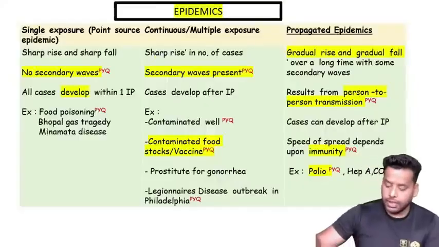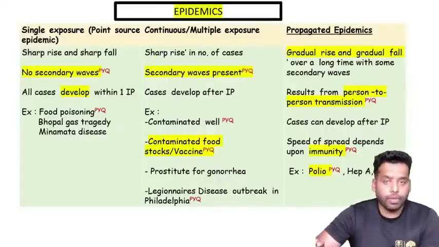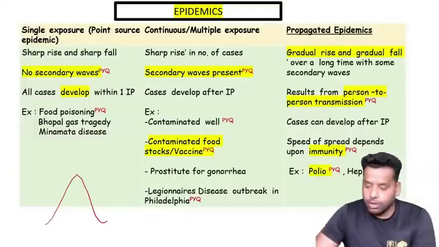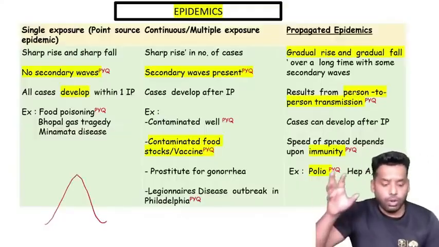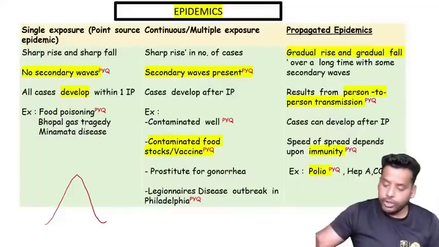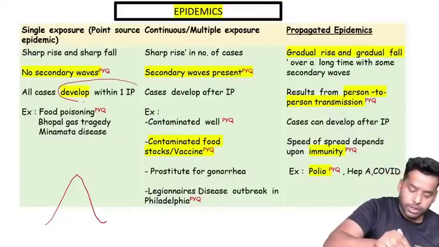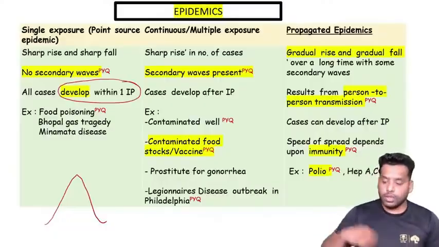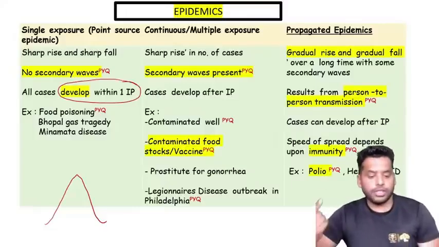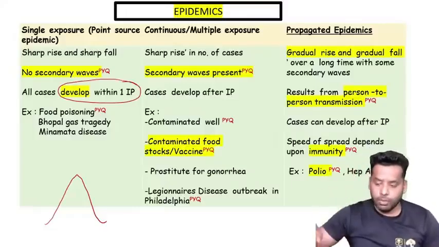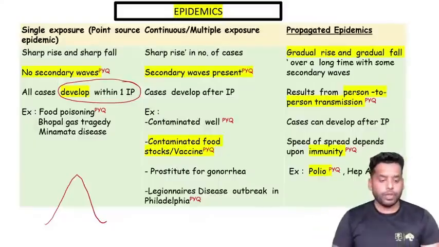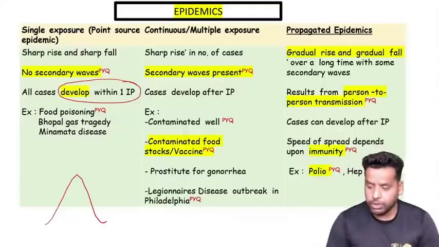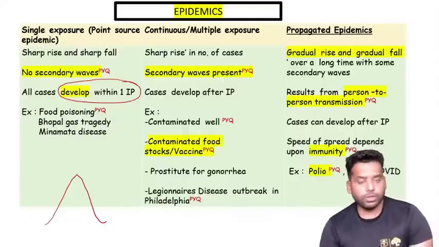Good. See this epidemics. How to classify an outbreak? One wave, sharp rise, sharp fall, no secondary cases. All the cases which happened will develop within one incubation period. What is this type of epidemic called as? Answer my question. Means the exposure is single. All the cases will develop within one incubation period. No secondary waves. Exposure is single. Point source epidemic.